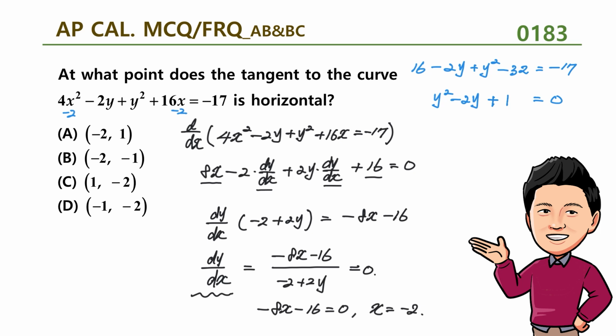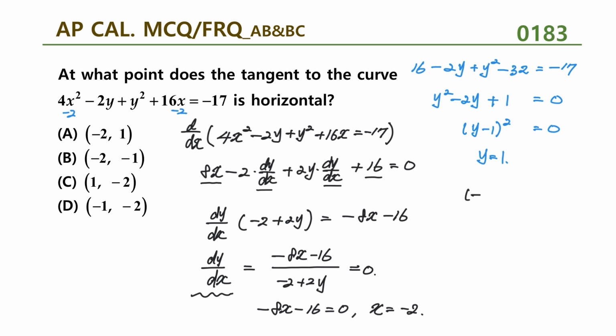So if we factor this, that's y minus 1 squared. So when x is equal to negative 2, our y is equal to 1. So the point is negative 2, 1. This is our answer. So the answer has to be A.